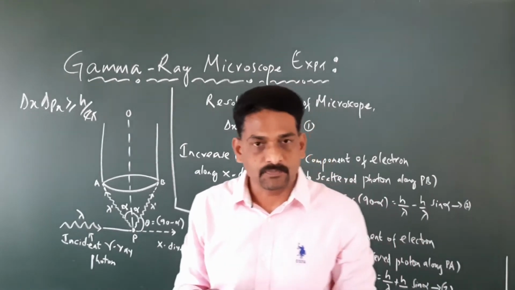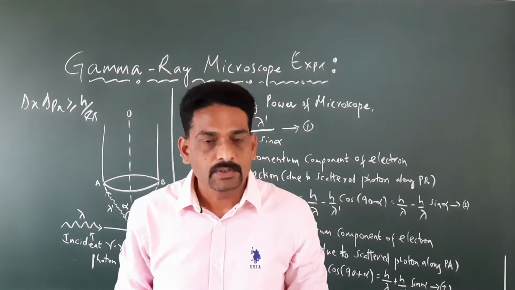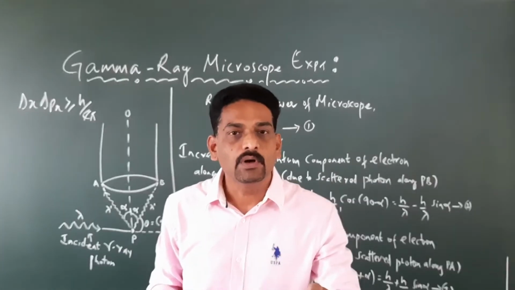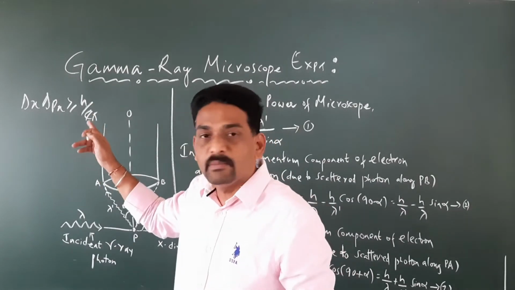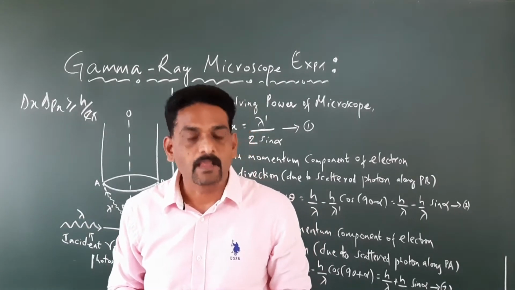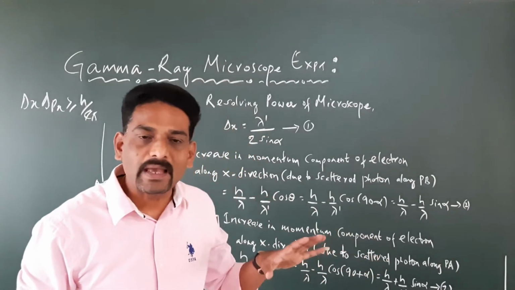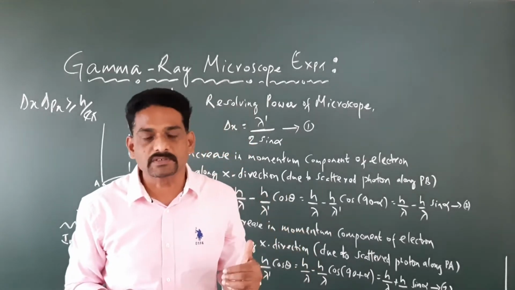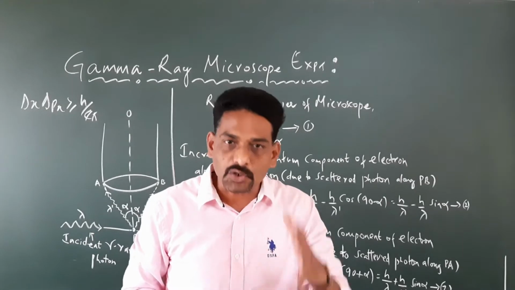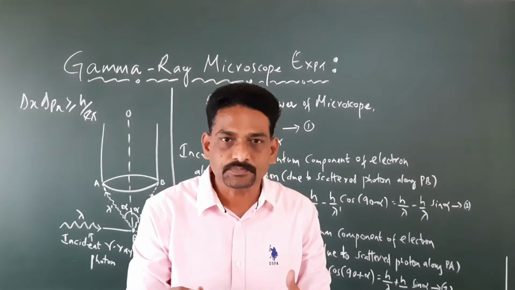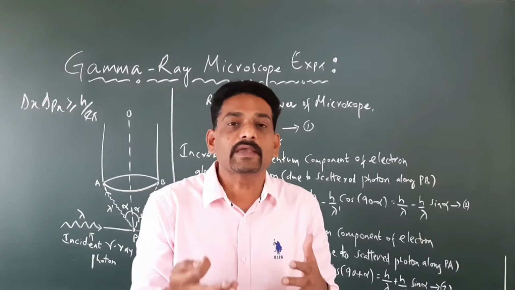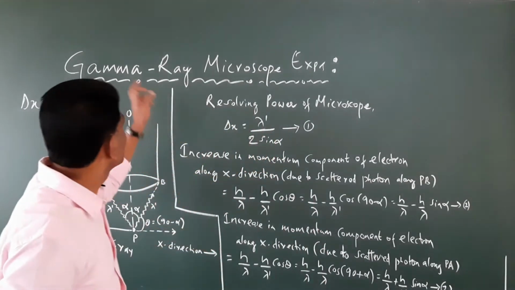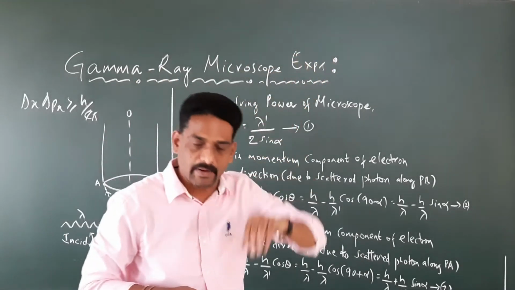So we have to prove it experimentally. The gamma ray microscope experiment is an experiment to prove or illustrate Heisenberg's uncertainty principle. Let me remind you, this is not a real experiment, not a real-time experiment. It is what is known as a thought experiment, which is to be imagined, and using it we can illustrate Heisenberg's uncertainty principle. So the name of the experiment is the gamma ray microscope experiment.